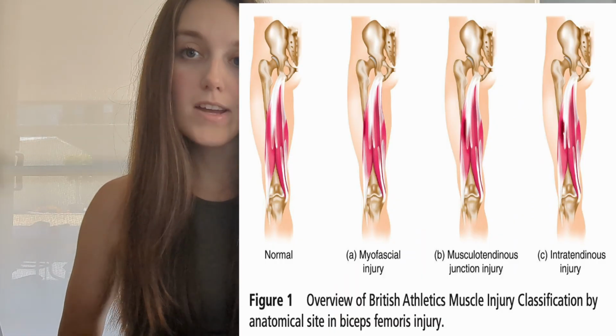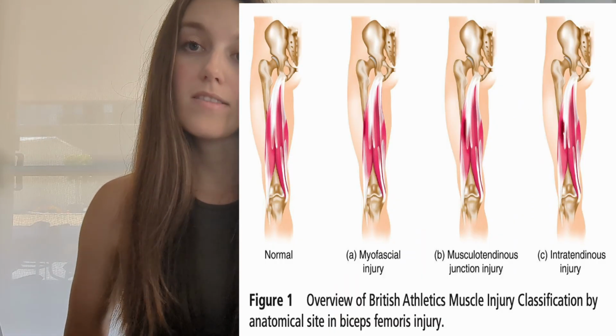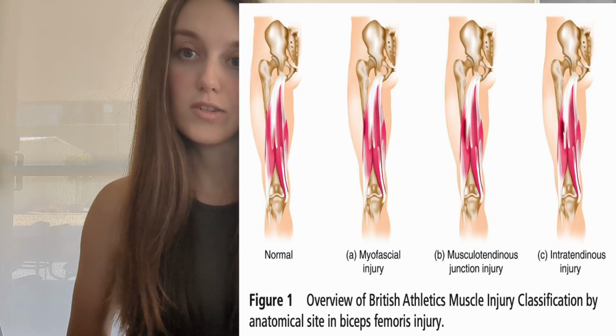So there's A, B, and C. So A being myofascial in location, B is musculotendinous in location, and C is intratendinous. So for example, a grade 3 injury would be where the MRI shows there's a large injury present that's affecting more than 50% of the muscle's width, and there's actual fibers that are torn that are greater than 5 centimeters. Whereas a grade 4 injury is where there's a complete rupture of that tendon or the muscle.